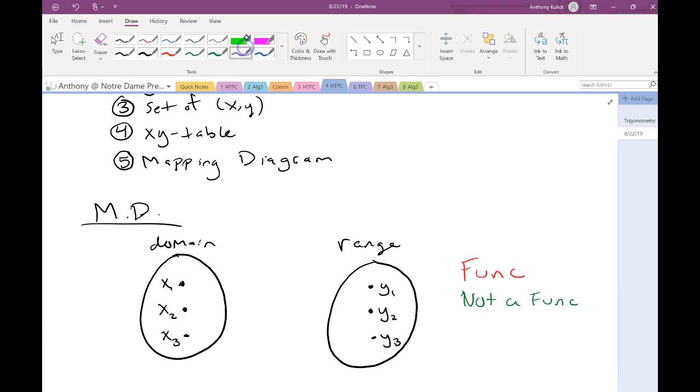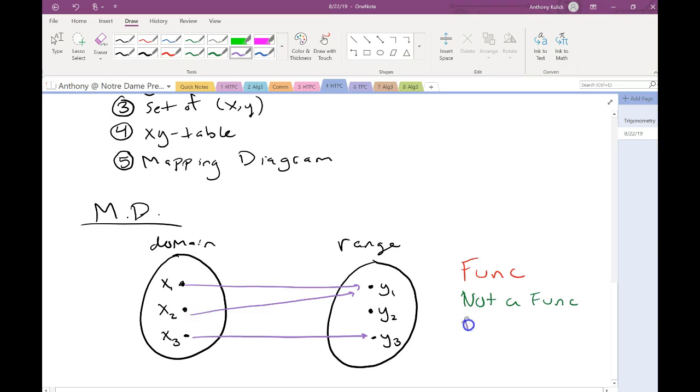Okay. What if we had, say, this mapping diagram? Is this a function? Yes. So again, all of the x's are used, and the x's are used just one time. Does it matter that some y's aren't used? No. Does it matter that some y's are used more than once? No. All we care about is the x's.